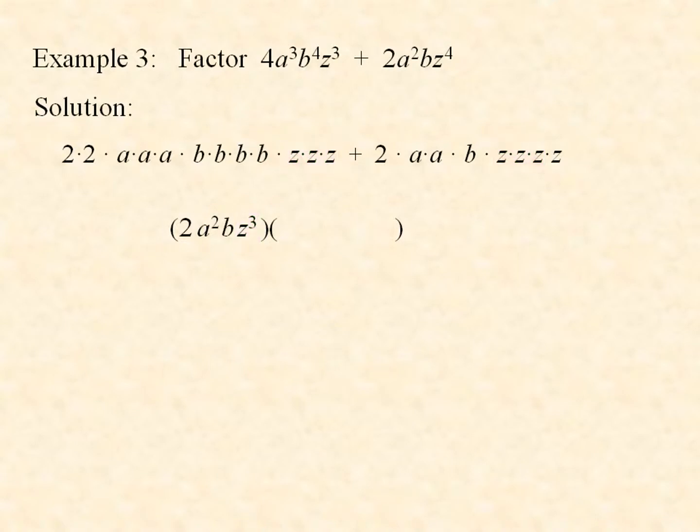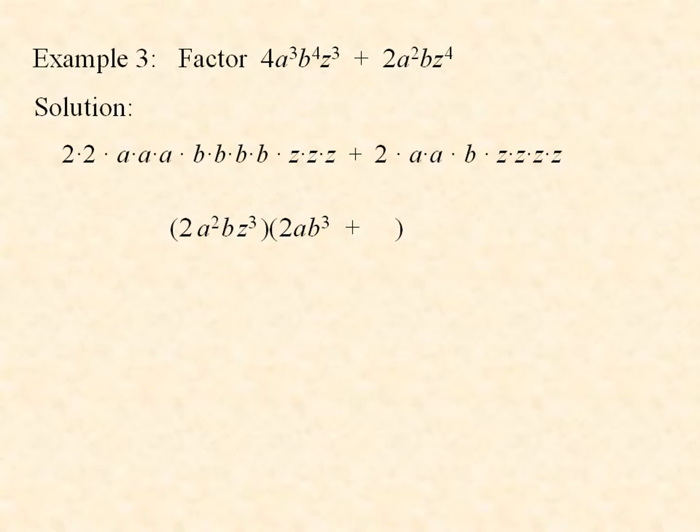Now we need to fill in the other parentheses so that when we multiply this out, we get the original problem. Let's see, we have 2a squared b z third. We want to end up with the first term as 4a third b fourth z third. So we need to multiply by 2 to make 4, and a to make a third, and b third to make b fourth. We don't need a z, we already have the z third.